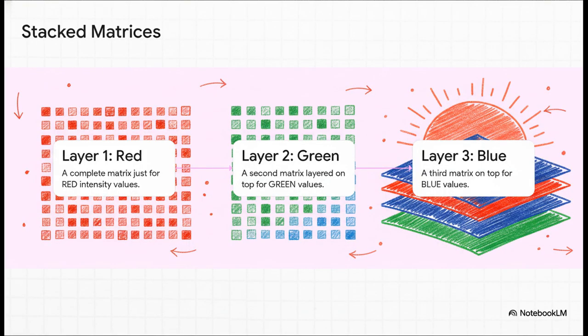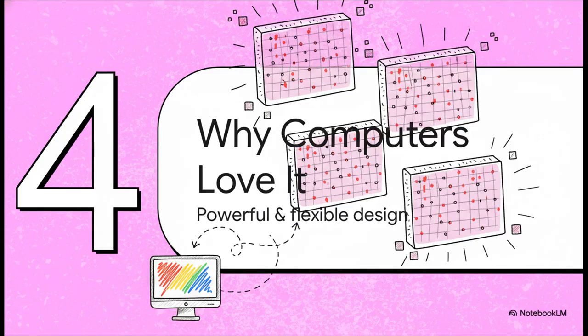Here's the big reveal. A color image is actually 3 completely separate matrices, all layered on top of each other. Think about it. There's one entire grid just for the red values. Then there's a second grid layered on top just for the green values. And finally, a third one on top of that for all the blue values. You stack them up, and that's what creates the full color image we see. But why? Why go to all that trouble of keeping them separate?